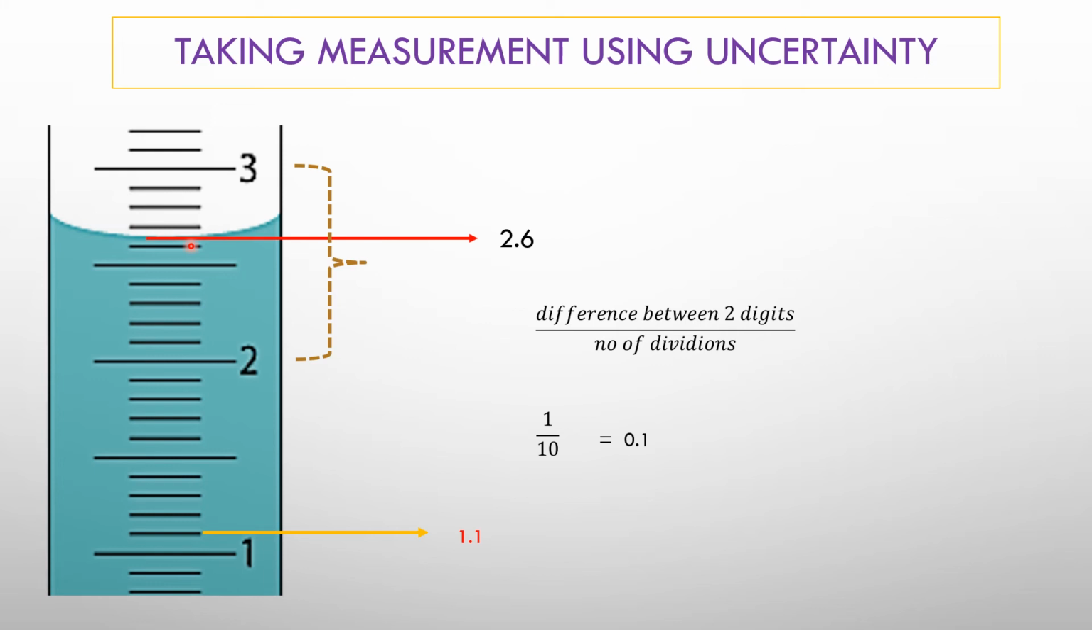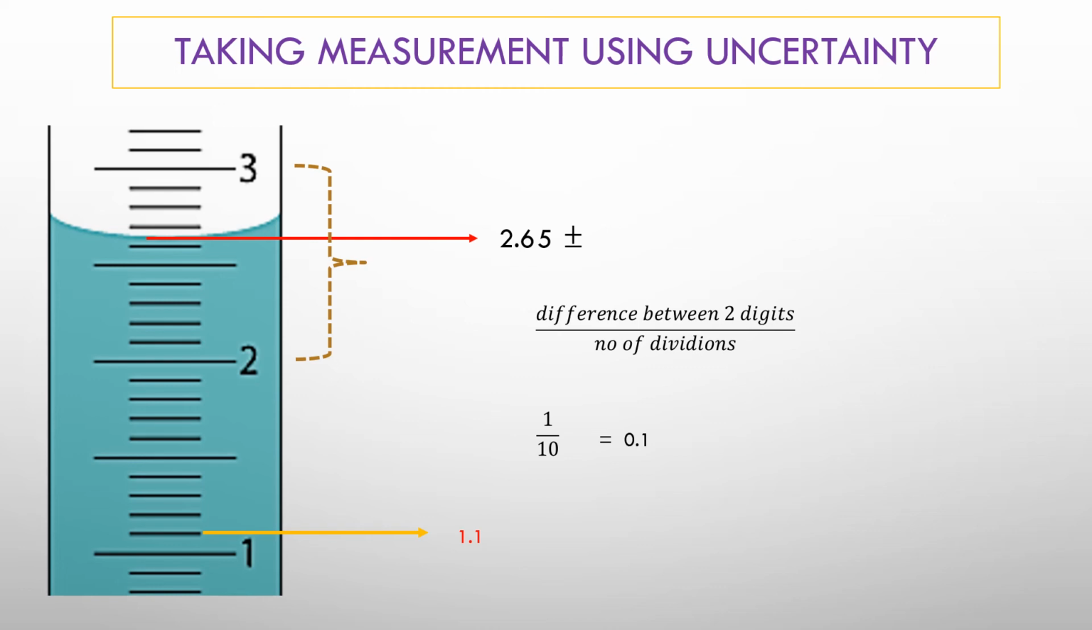Now this lower meniscus is actually above 2.6. It's kind of in the middle of 2.6 and 2.7. So for the middle of that we take it as 0.05. So 0.05 added to 2.6 we get 2.65. Now this is our estimation. So here we can say that the reading is 2.65 milliliters.